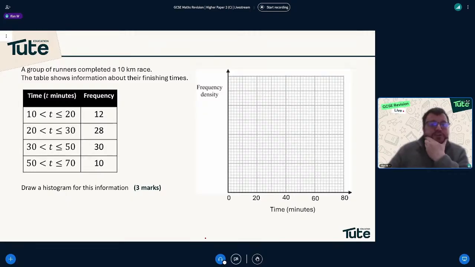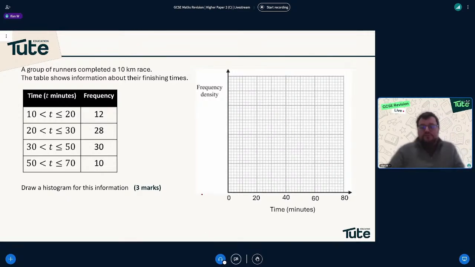So a group of runners complete a 10K race. The table shows information about their finishing times. There we go, draw histograms, worth 3 marks. Right, remember a histogram is not a bar chart. A histogram, it is the area of your bar that tells you the amount, the frequency.